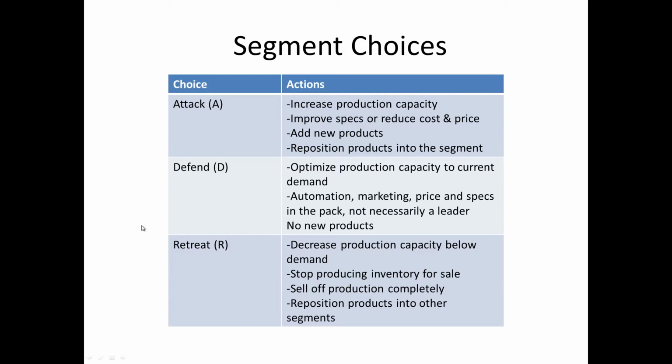And then retreat. The surest sign of retreat is that I start decreasing my production capacity below demand if I'm truly just going to get out of it, or I start repositioning the product into another segment. So I'm going to just shift out of it. If you see me also stop producing, so if I'm just selling off whatever inventory I have, that might be a sign of it. And clearly, if I sell off production completely at some point, I've retreated.